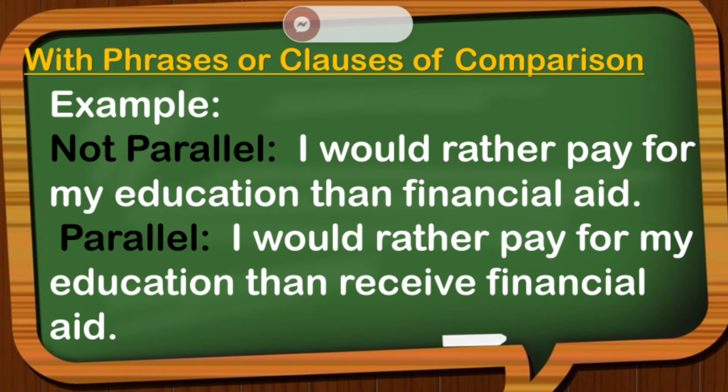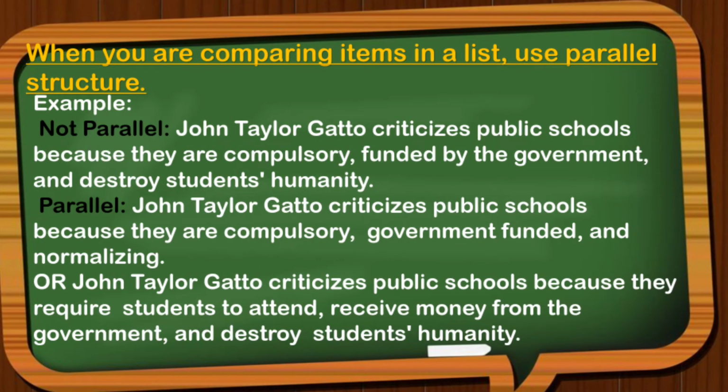Alright, job well done. When you are comparing items in a list, use parallel structure. For example, not parallel: John Taylor Gatto criticizes public schools because they are compulsory, funded by the government, and destroy students' humanity. So in order to make it parallel, it should be: John Taylor Gatto criticizes public schools because they are compulsory, government funded, and normalizing. We change funded by the government into government funded and destroy students' humanity to normalizing in order to be parallel to the word compulsory.